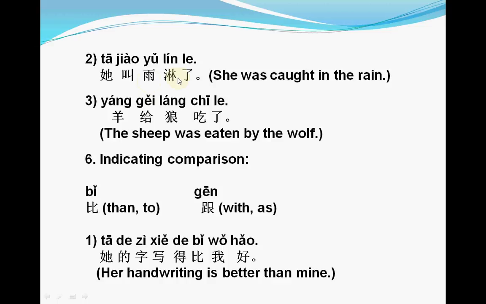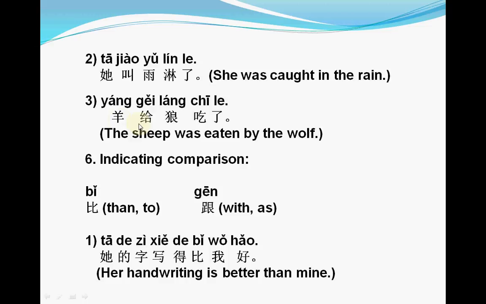Okay, the next sentence. 羊给狼吃了. 给 means by. This is also a passive sentence. 羊 means sheep. 狼, wolf. 给 means by. 吃 means eat. The sheep was eaten by the wolf.